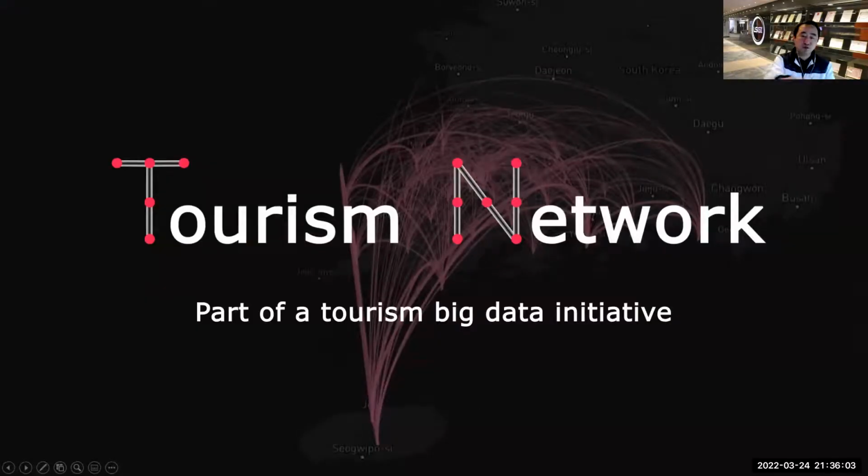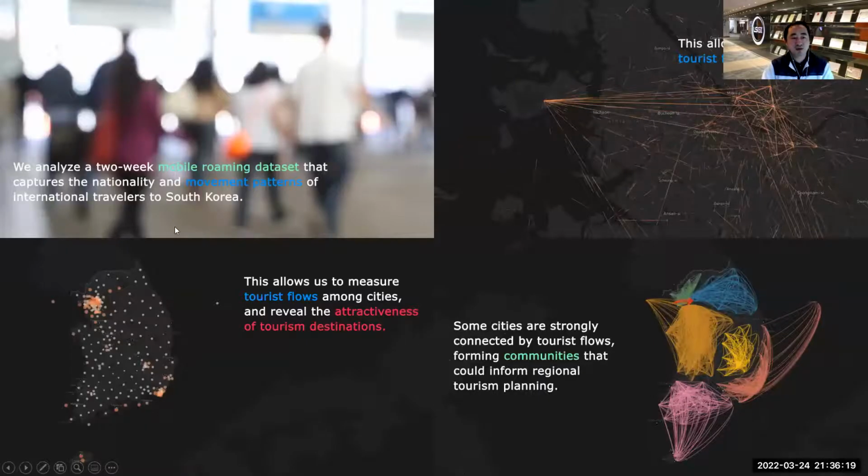For example, if you know how travelers move during their journeys, you could quantify a lot of things. In this project, we analyzed a large-scale mobile phone data set collected in South Korea. The data set captures the travel patterns of international travelers to South Korea. By tracking how they move between different cities, for instance, we could quantify how attractive the destination cities are to the visitors. This is a very fundamental research topic in tourism. And we can also use network science approaches to understand which cities have very strong connections of tourism flows.